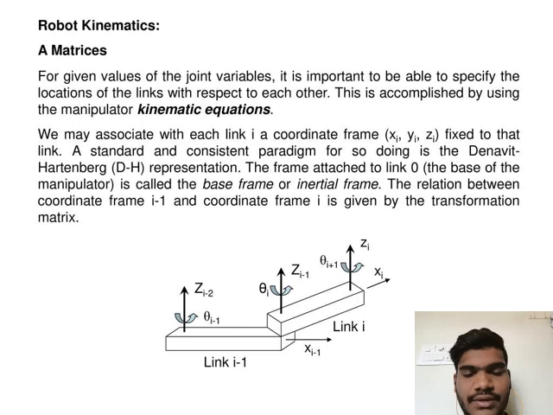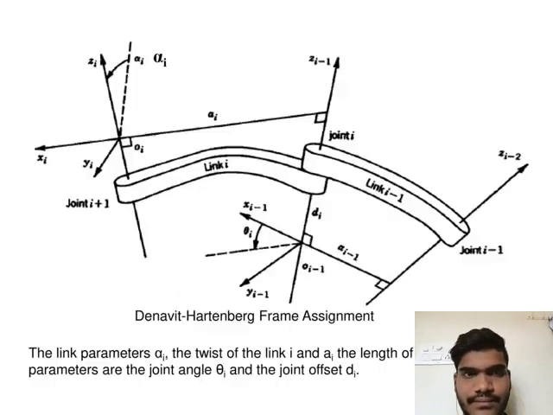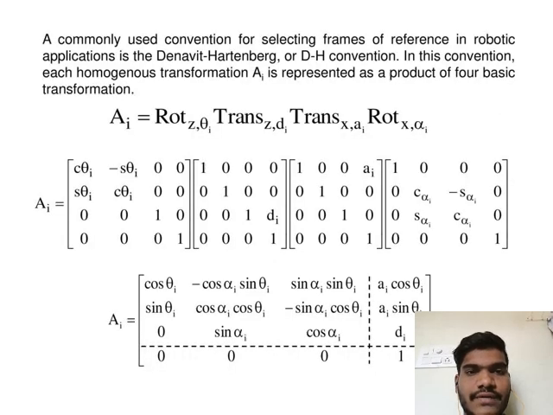Denavit-Hartenberg representation. The frame attached to link 0, the base of the manipulator, is called the base frame or inertial frame. The relation between the coordinate frame i-1 and coordinate frame i is given by the transformation matrix. The commonly used convention for selecting frames of reference in robotic applications is the Denavit-Hartenberg or DH convention. In this convention, each homogeneous transformation Ai is represented as a product of four basic transformations.